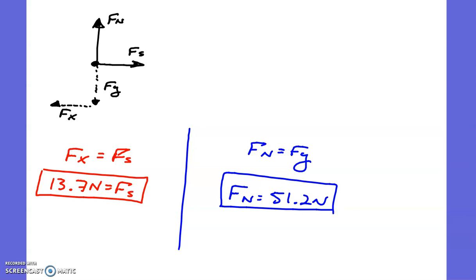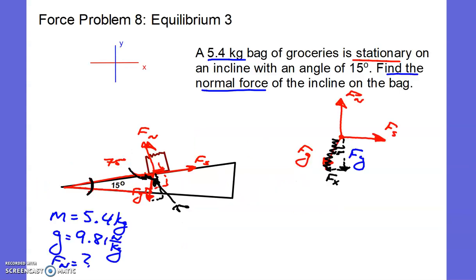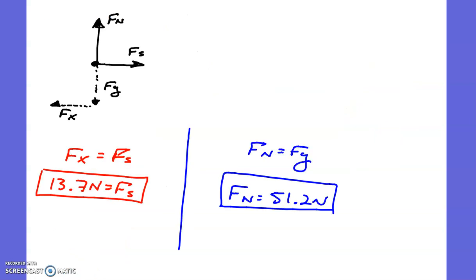Now if I go back here, my main objective was to solve what is f sub n. So out of the two values, this is the one that is my answer. The normal force is 51.2 newtons.